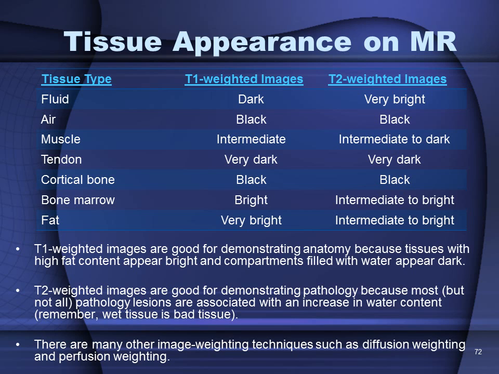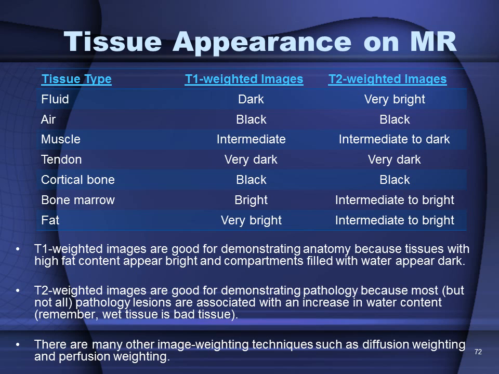Tendons, which tend to be avascular, are very dark. Cortical bone is black. Bone marrow is bright in a T1 weighted image, but intermediate to bright on T2, and fat in a T1 weighted image tends to be bright and intermediate to bright on T2 weighted imaging.